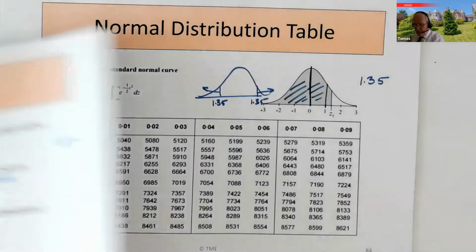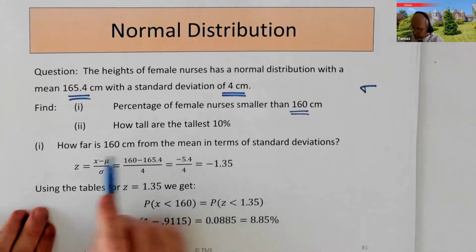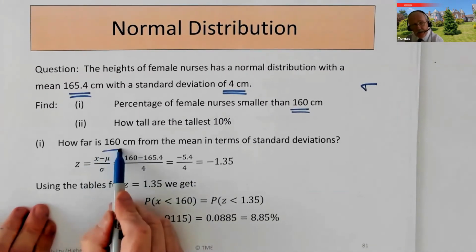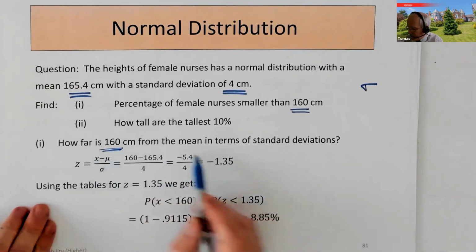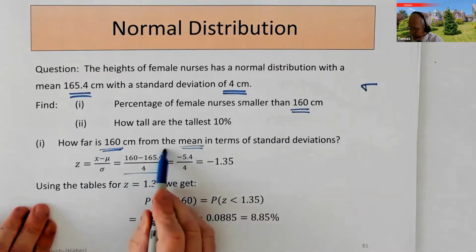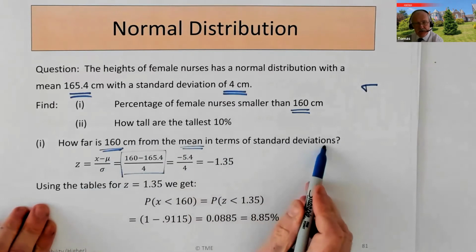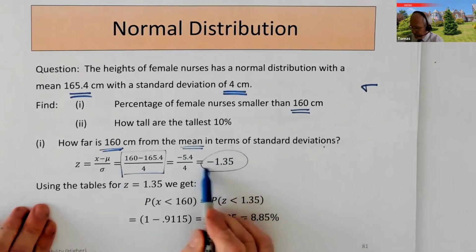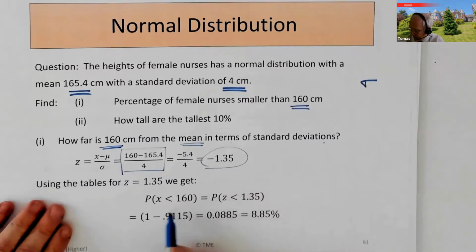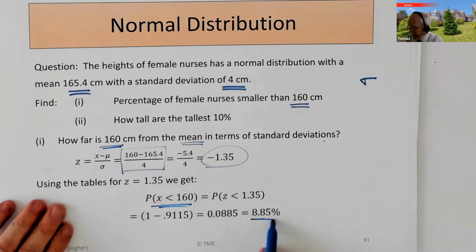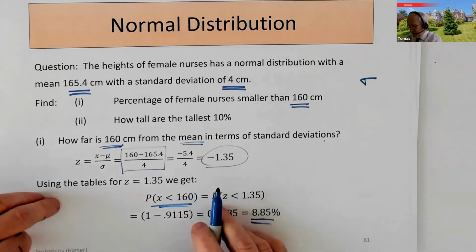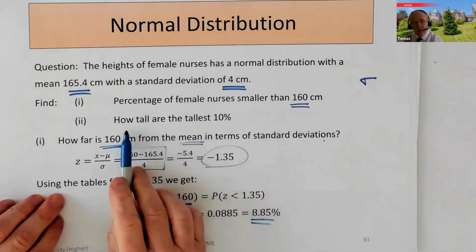So how does it get done? You look at how far 160, the height you're interested in, is from the mean, and I found that in terms of standard deviations. So it was 1.35. Using the tables, I found that that was 8.85%. And that's how I got that.